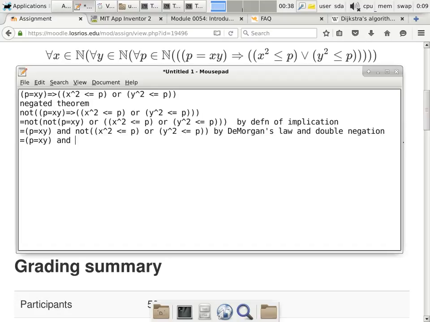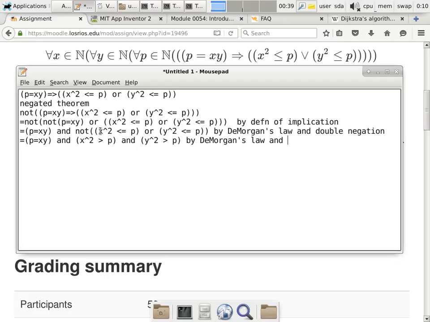And this time when I apply De Morgan's law, it's going to say x squared is greater than p, and y squared is also greater than p. And this is by De Morgan's law for one thing. And I changed the operator. So instead of saying it is not the case that x squared is less than or equal to p, I just changed it to say that x squared is greater than p. Are there any questions about this particular step? So this is De Morgan's law, and I also used a little bit of algebra, changing the not less than or equal to just greater than.